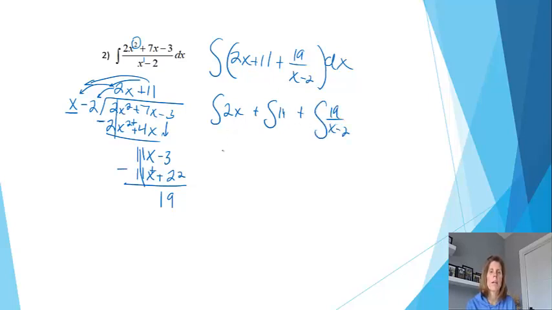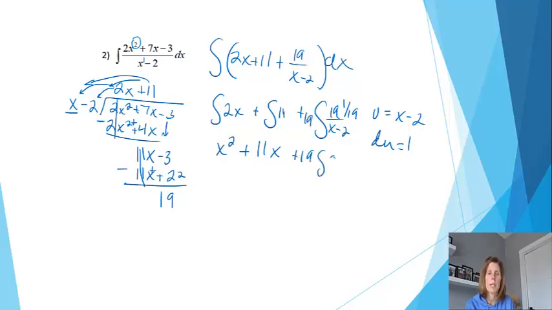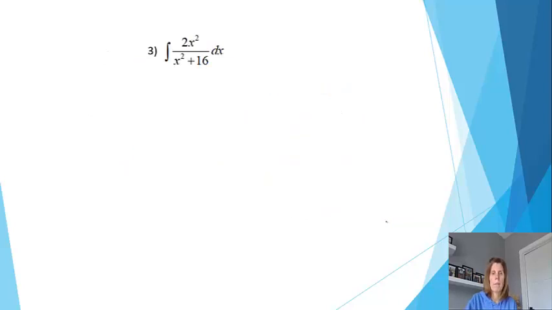All right, so the first part, the antiderivative of 2x will be x squared. The antiderivative of 11 will be 11x. And then just like we did on problem 1, we're going to do a u substitution. u will equal x minus 2, du is going to equal 1. I needed a 19, so I just need a 1, so I'm going to multiply by 1/19 on the inside and 19 on the outside. So this will turn into 19 du over u, which will be an ln problem. So I'm going to have x squared plus 11x plus 19 ln of u, which is x minus 2, and then plus c.